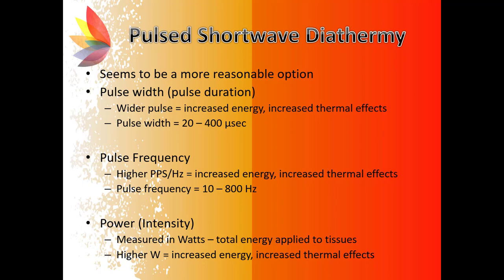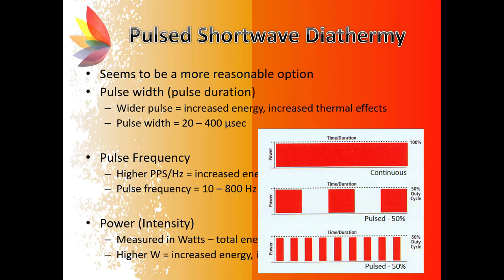Power or intensity. This is a function of both the pulse width and the pulse frequency. Shortwave diathermy with long pulse width and a high pulse frequency generates more power than a short pulse width and low pulse frequency. This is measured in watts, or the total energy applied to tissue. The higher the watts equals increased energy and increased thermal effects.